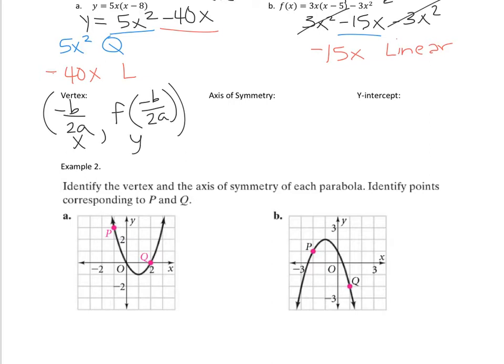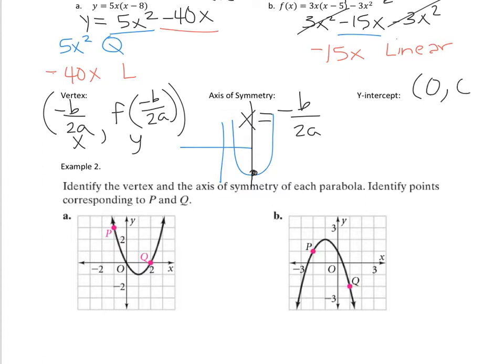The axis of symmetry is a vertical line, so it's going to be x equals that crosses through the vertex. If your parabola looks like this, this is your axis of symmetry. It's a vertical line that goes through the vertex. And the y-intercept is (0, c), where c was that constant. The y-intercept is what you get when you plug in 0 for x.